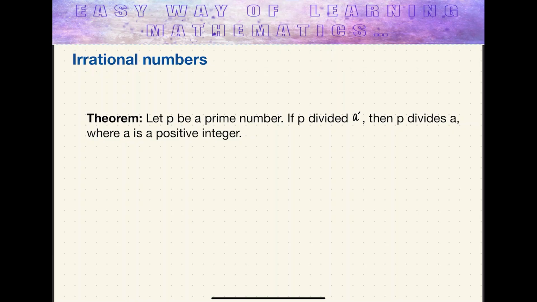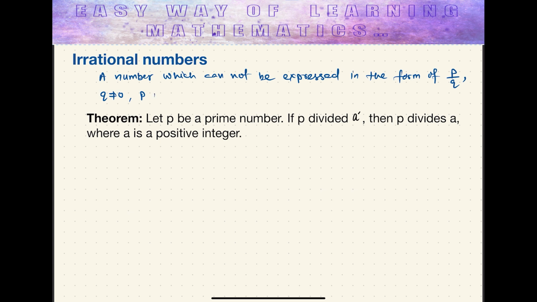What is an irrational number? A number which cannot be expressed in the form of p by q, where q is not equal to 0 and p and q are integers, is known as an irrational number.